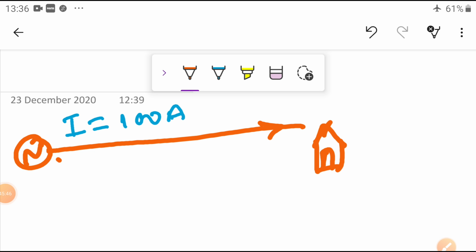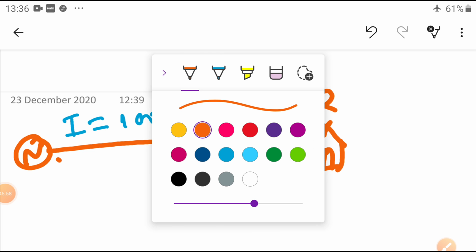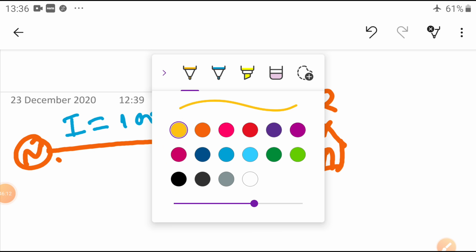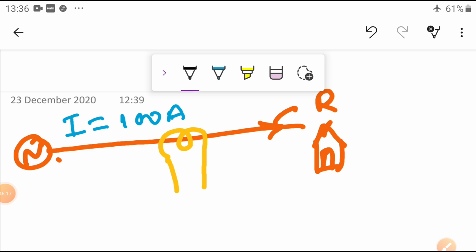Similarly R phase, Y phase, B phase. Let us take this as the R phase line. So with the help of my instrument, what is that instrument? I am using the CT here. I can connect the CT here in such a way that the terminals are connected here, and here I am going to connect my ammeter.